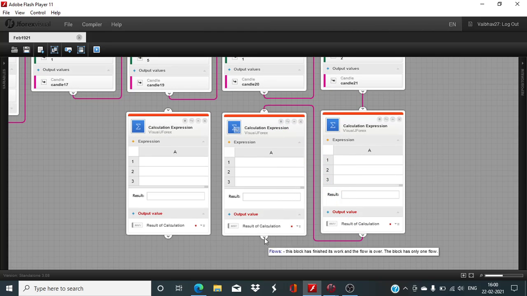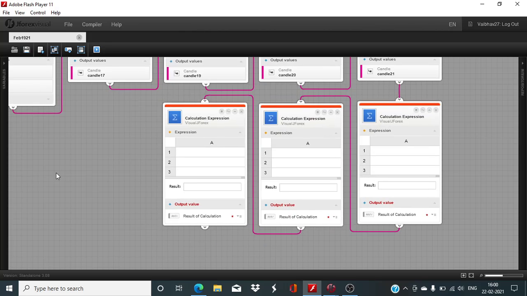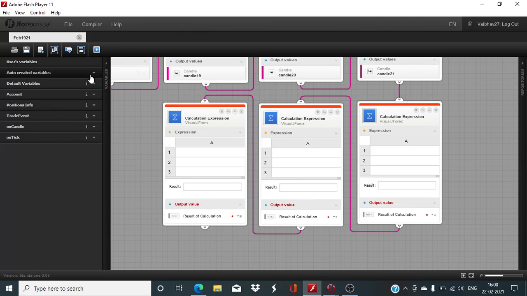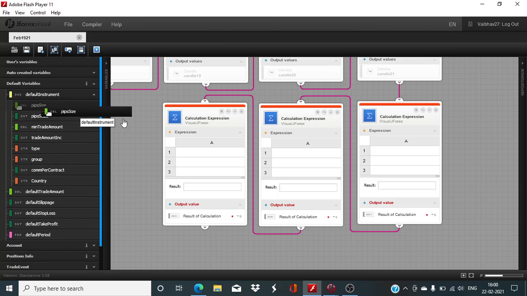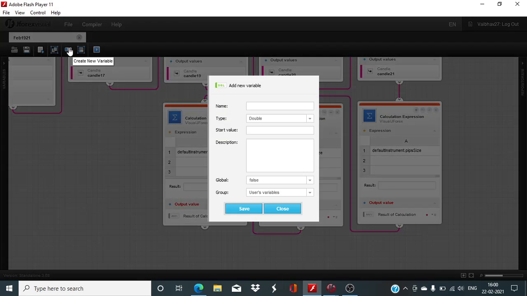And I will join this flow, and we will have to take into consideration the pip size, default instrument pip size, which we will then multiply by the numerical value of desired pips. I will now need to create a new variable. This will be the upper limit variable with the value of 15.